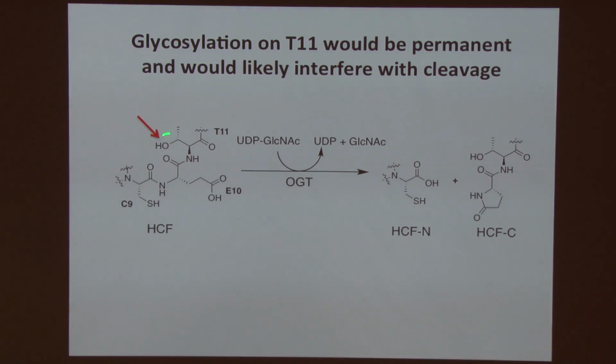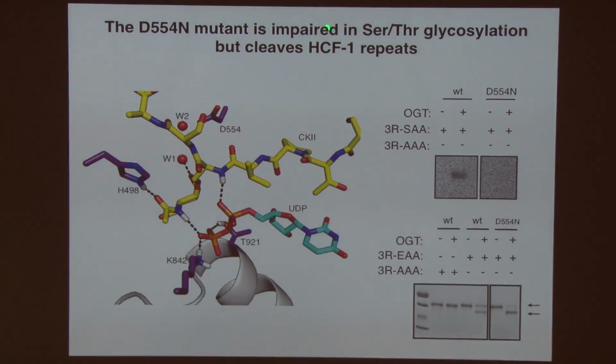And so we speculated that perhaps the byproduct was getting glycosylated on threonine, because that's sitting there in the active site, and if it did that, it would prevent cleavage, and so you would end up with a permanent glycopeptide that didn't progress. And so we wanted to get rid of that. And so, of course, we could make a mutant, and we did order a mutant peptide. But in the meantime, we thought we would go back to trying our D554N mutant. So if you remember, that's the one that doesn't glycosylate.